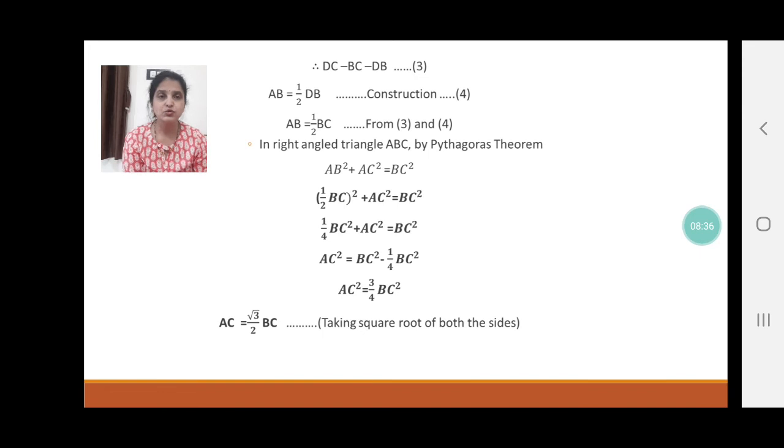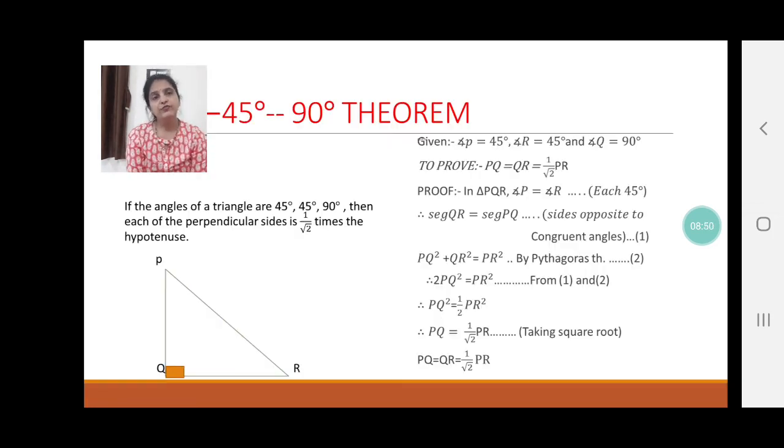So when I take the square root of both the sides, I get AC is equal to root 3 by 2 BC. Now the next part of it is the 45-45-90 theorem. In the 45-45-90 theorem, the statement is as such: if the acute angles of a right angle triangle are 45 and 45, with the right angle 90, then each of the perpendicular sides is 1 upon root 2 times the hypotenuse.